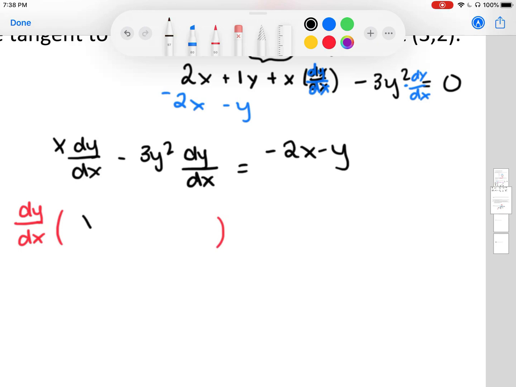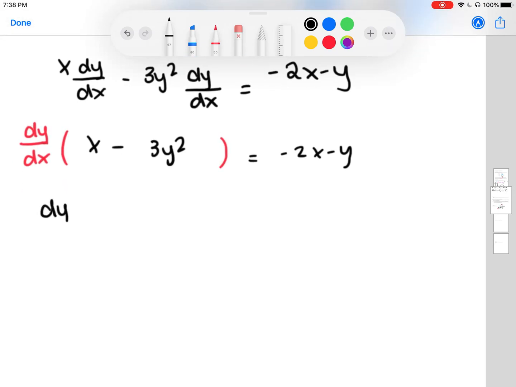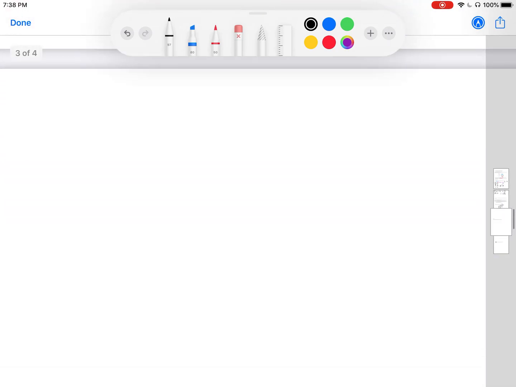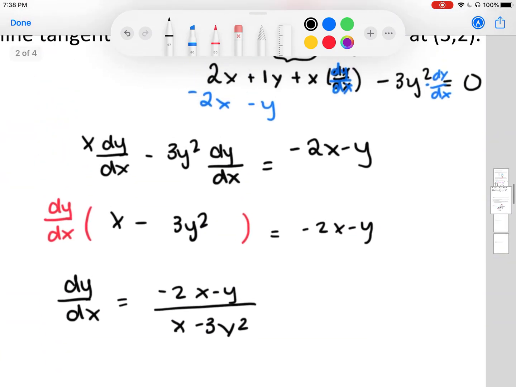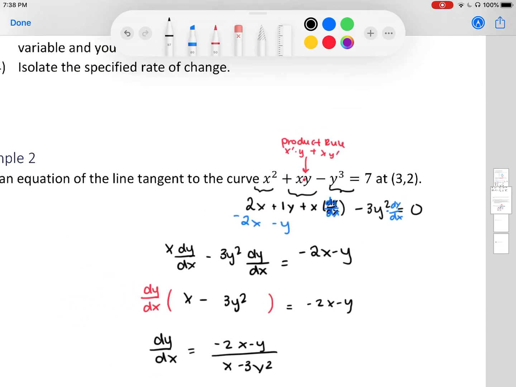So that we're left with x minus 3y squared, so that we have dy/dx equals negative 2x minus y divided by x minus 3y squared. Now we're not done, right? We also need to find the line tangent at (3, 2).